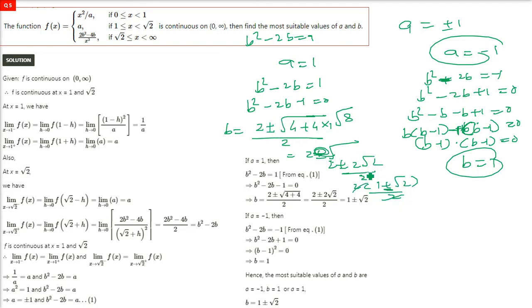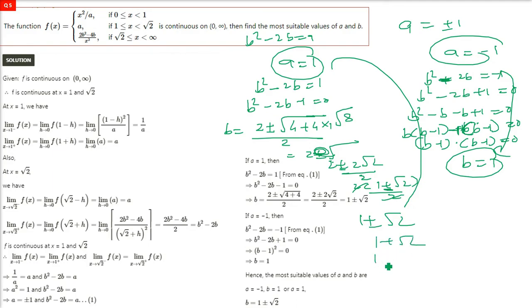So what do you see here? A is equal to 1, a equal to minus 1. B is equal to 1 plus minus root 2. Okay. So this is the whole answer you have to write, because these are the suitable values for A and B.